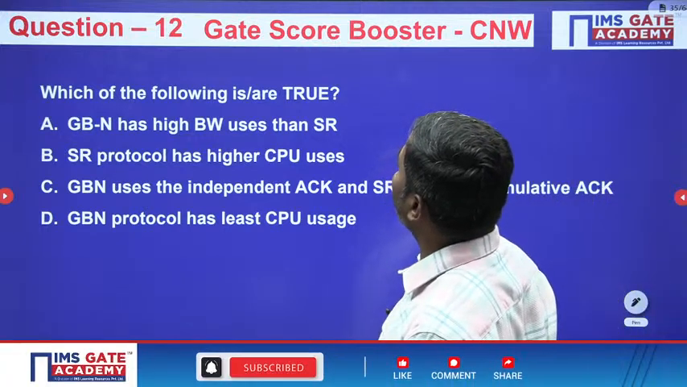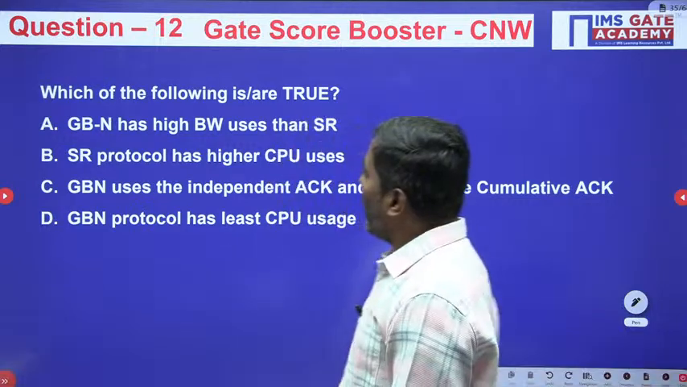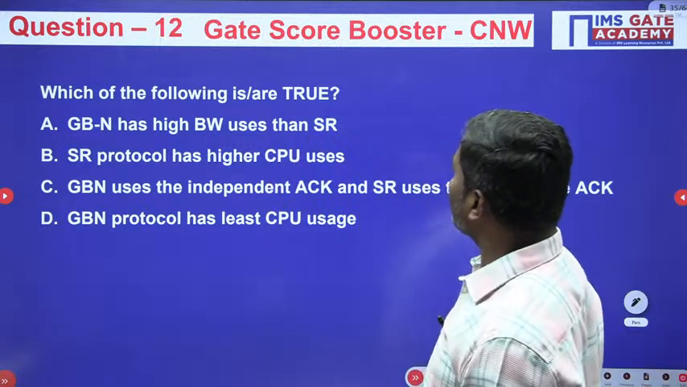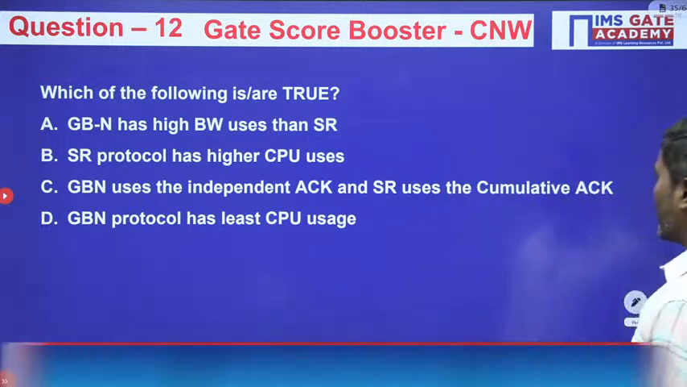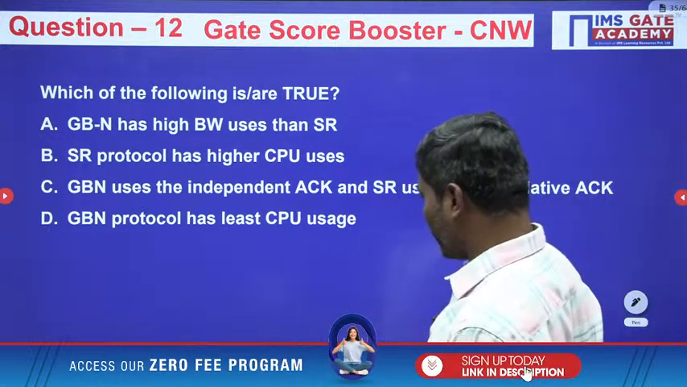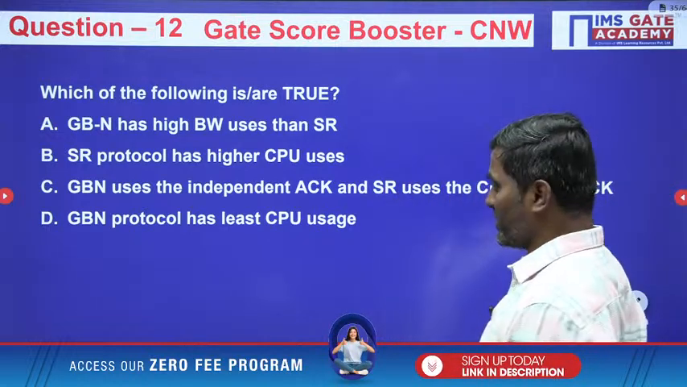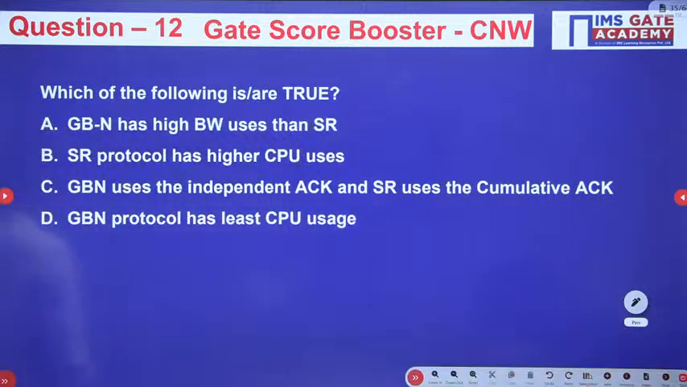Which of the following are true? GBN has higher bandwidth usage than SR protocol, and SR protocol has higher CPU usage. GBN uses independent ACK, SR uses cumulative ACK. GBN protocol has the least CPU usage. What are the statements that are right? Think.